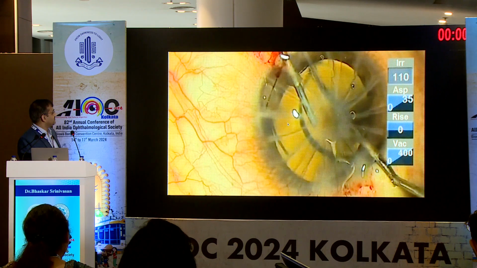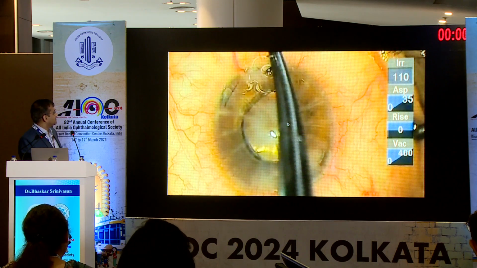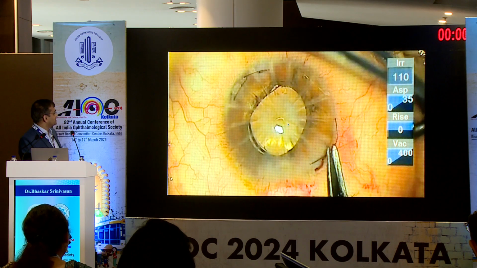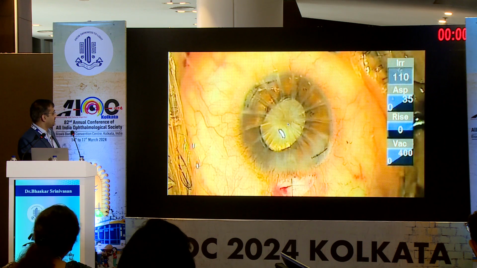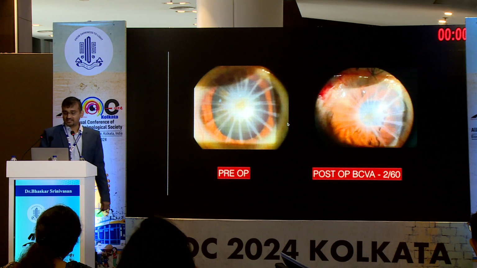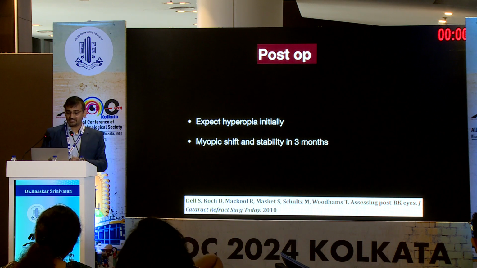And finally, the 3-piece lens is being implanted, and you can see one more incision opening up, which was duly sutured. There was a third incision which opened. Ultimately, the patient did well, got an ambulatory vision of 2/60, and in post-RK patients expect hyperopia initially, and there will be a myopic shift and eventually stability in the next 3 to 6 months.